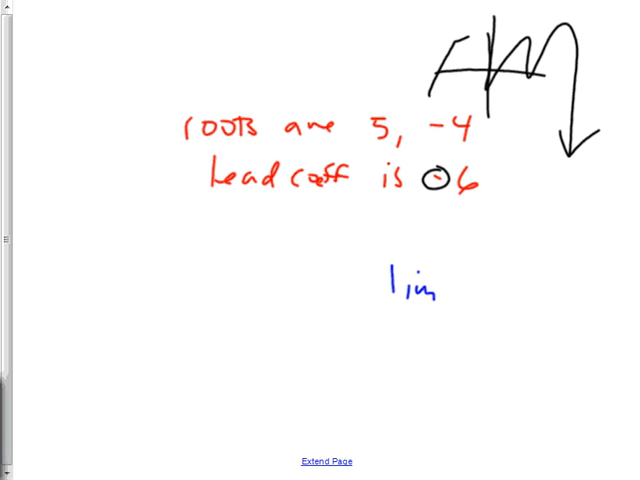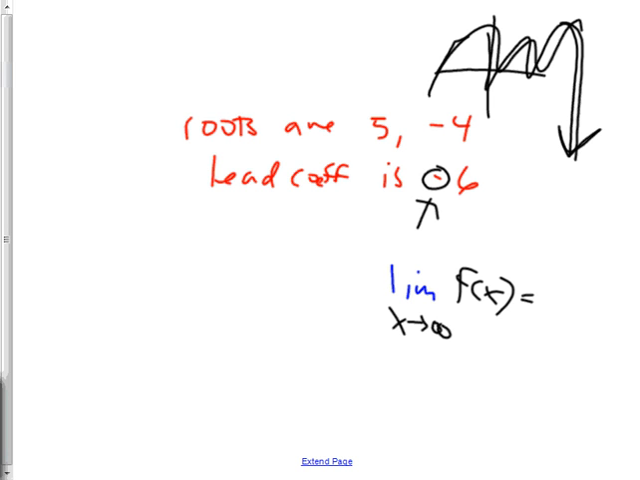I do. I owe you one. All right. Yes. I don't even care what it does in the middle, but I do care that this lead coefficient is negative, which means it goes down on the right side. And therefore, since I asked you for the right limit, the limit of the function as x approaches infinity, it would be negative infinity.